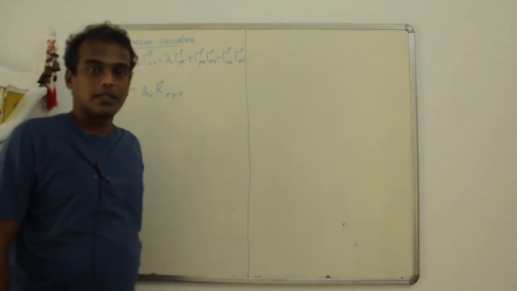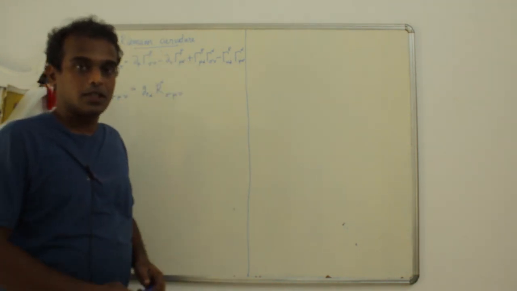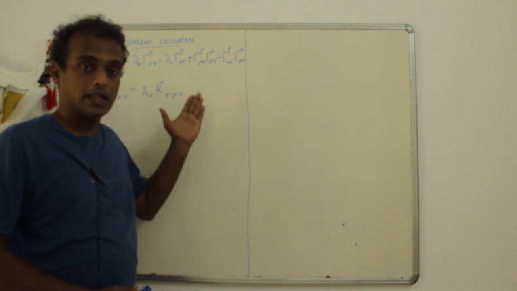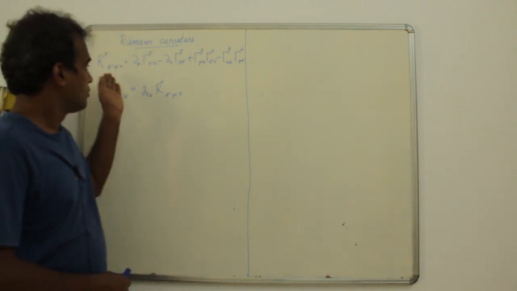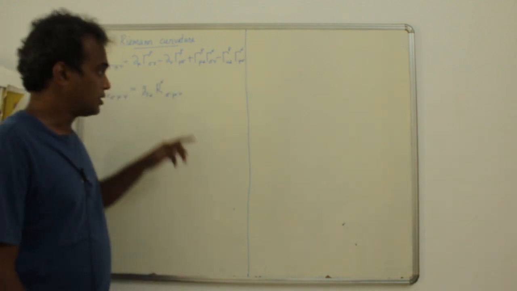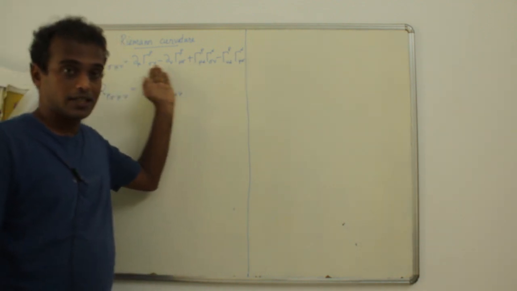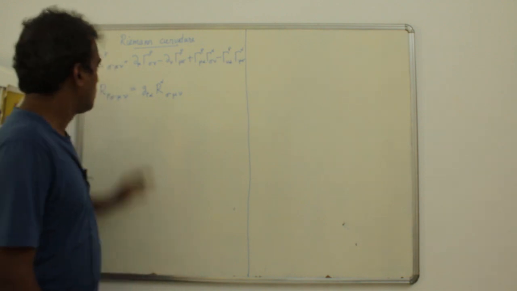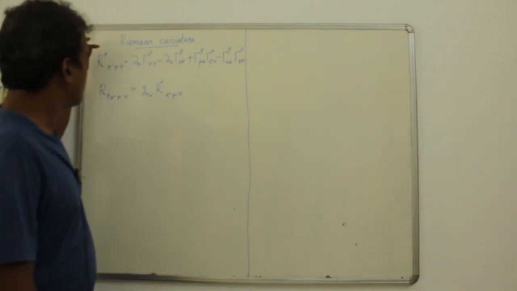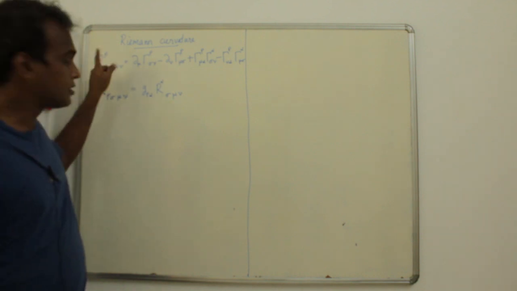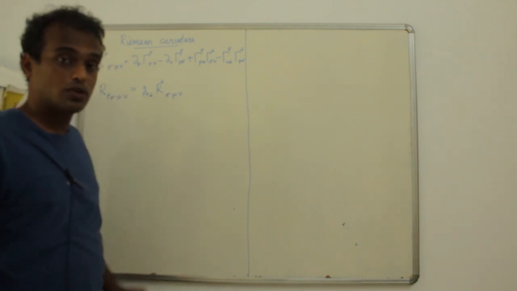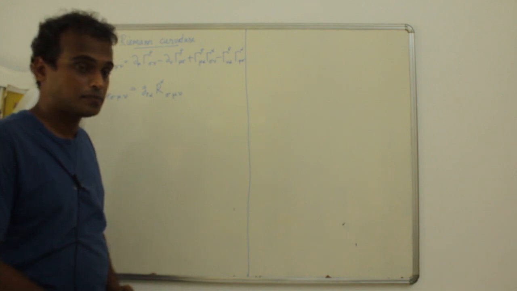In the previous class, we had introduced the Riemann curvature, which is a quantity that measures the curvature of a space-time. Here we have the expression for the Riemann curvature in terms of the Christoffel connection and its derivatives. Looking at this expression, you can see that it has one contravariant index and three covariant indices.